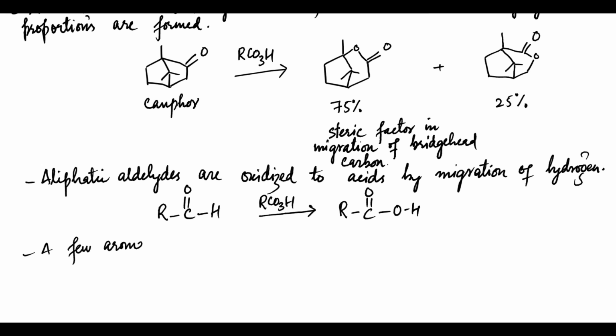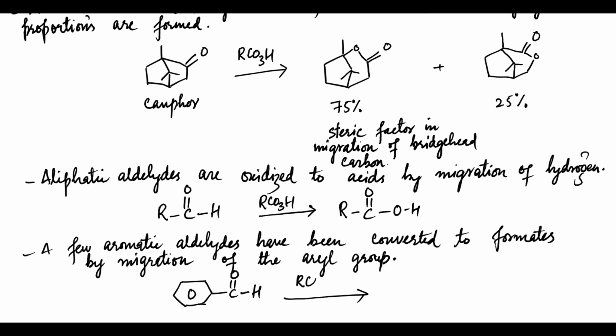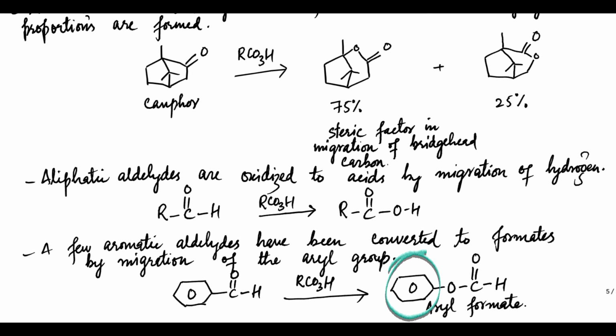A few aromatic aldehydes have been converted to formates by the migration of the aryl group in preference to hydrogen. Thus, benzaldehyde on treatment with peracid gives aryl formate as product. That means phenyl migrates in preference to hydrogen.